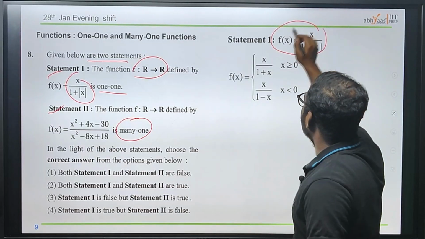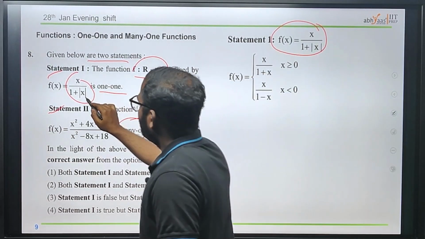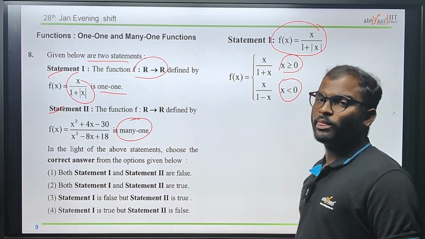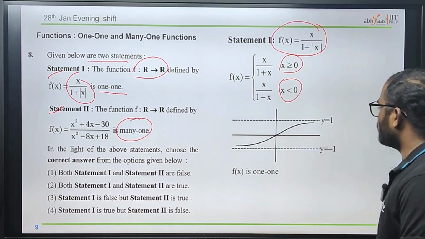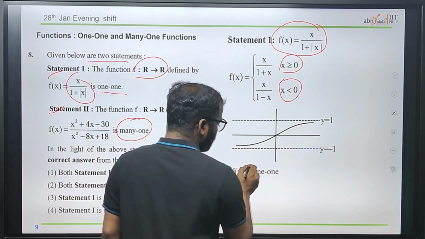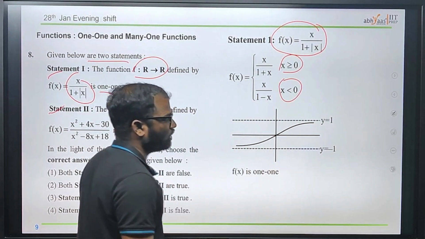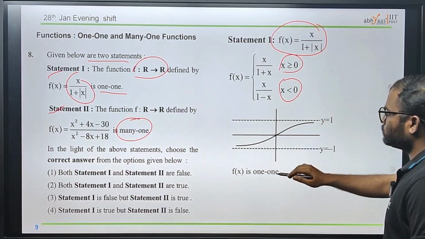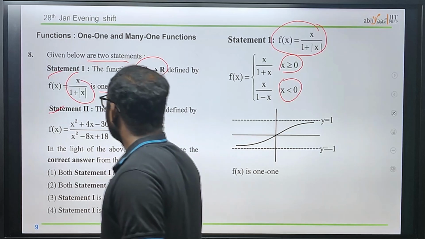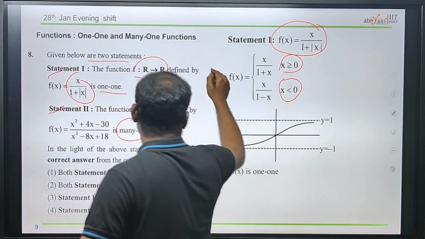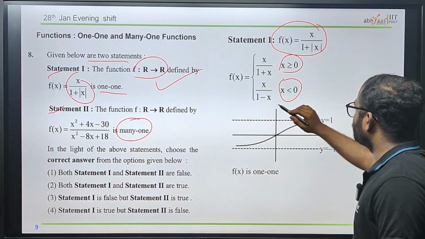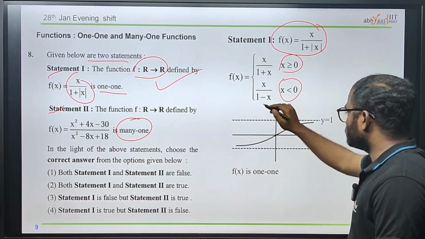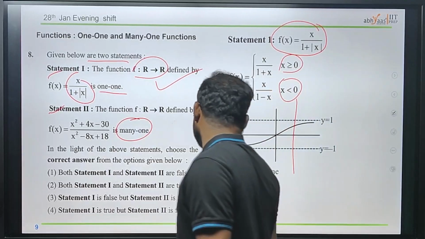Given that f of x is like this, since we have a modulus here, check with the right side and the left side. Now, if we draw one vertical line, we can easily say that this graph shows a one-one function. Therefore statement 1 is true. Putting y equal to 1, the graph will be like this, and if you draw one vertical line here, we can easily say that it is one-one.